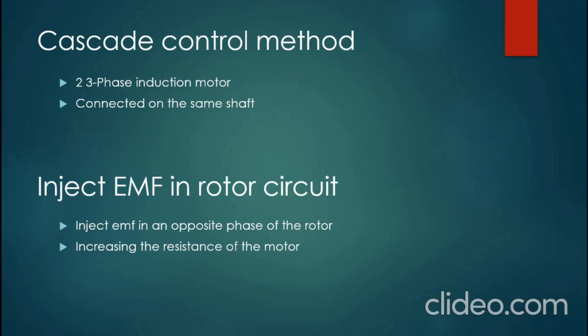Finally, the injection EMF in rotor circuit, which is the last motor control method. While frequency remains the same as slip frequency, this method adds an external voltage to the rotor circuit to manipulate the speed control of the induction motor, achieved by injecting EMF in opposite phase of the rotor, simultaneously increasing the resistance of the motor.